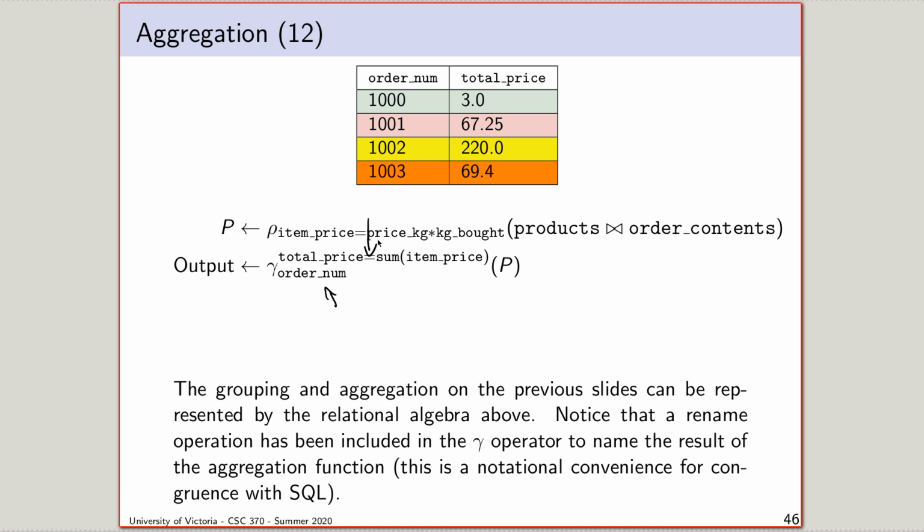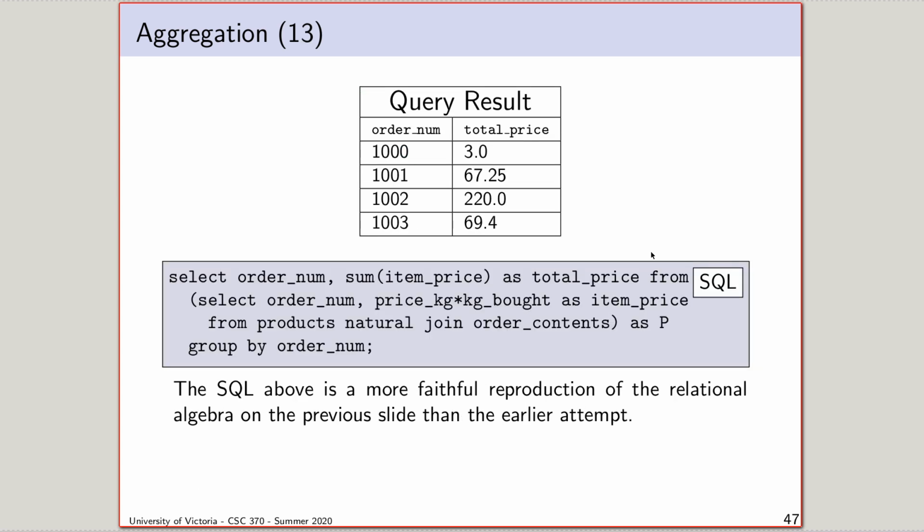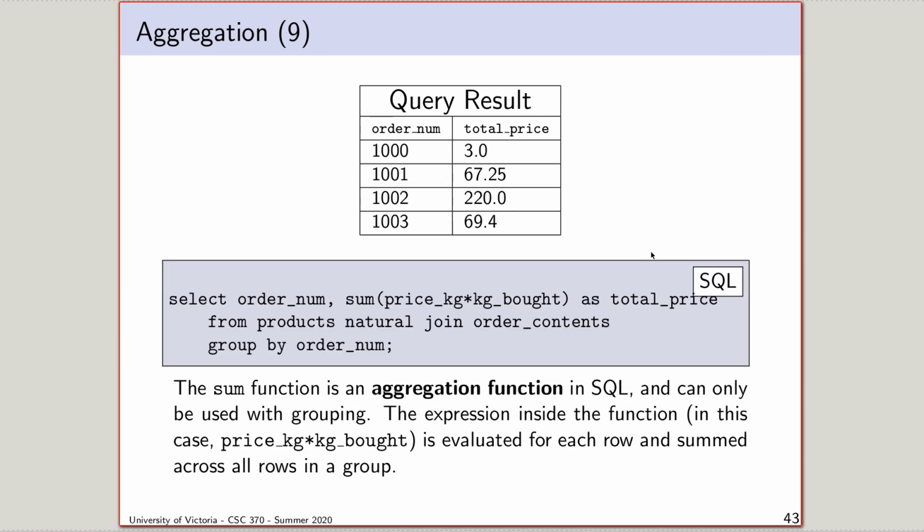That's fine. Because the alternative is, if you don't rename the column to total price, then the name of the column is the clunky sum of item price, which is hard to work with. So giving it a new name is perfectly fine in the gamma operator. I think that's a great notational convenience because in SQL you do typically rename aggregation results to have their own column name. Now, just to be clear, you may have noticed in the earlier slide where I gave the result, there's no mention of an item price column here. Instead, I group by order number, and then I multiply price per kilogram by kilograms bought, and then take the sum of that.